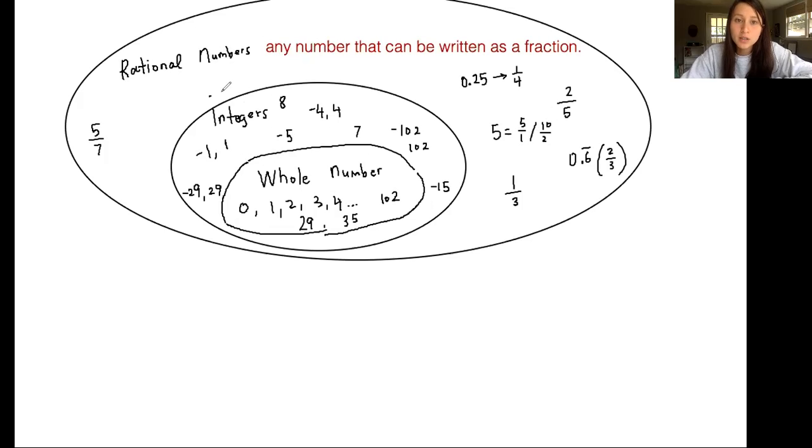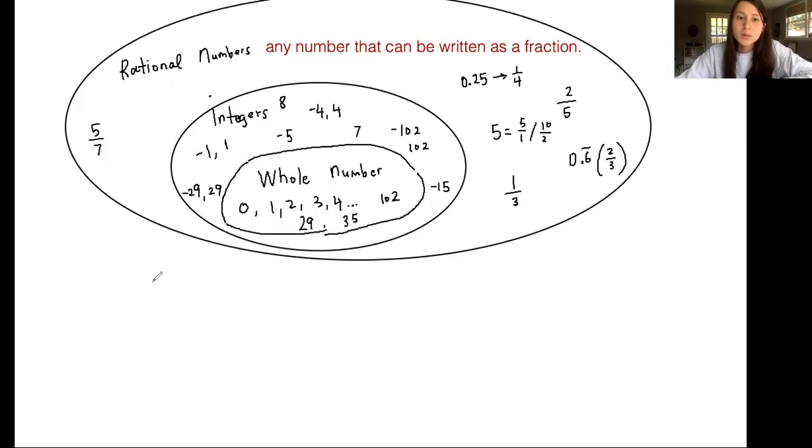So as you've been graphing and putting this chart down, you see that whole numbers are included in what an integer is, and integers are included in what a rational number is. That's why I have the smaller category and then the bigger one and the bigger one, and they're all within each other, right? And so any number that can be written as a fraction would be a rational number.